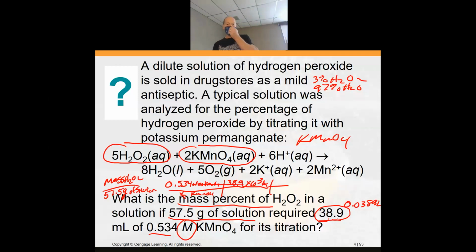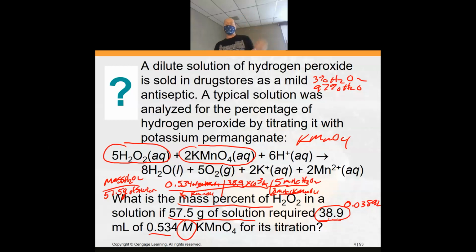So now we have moles of KMnO4, and now we have a balanced chemical reaction. We have a balanced chemical reaction for a reason. It is a mole ratio. 5 moles of this react with 2 moles of that. That is what we need. We have 2 moles of KMnO4, we put it there, so the moles of KMnO4 cancel, and we have 5 moles of H2O2 from our balanced chemical reaction.